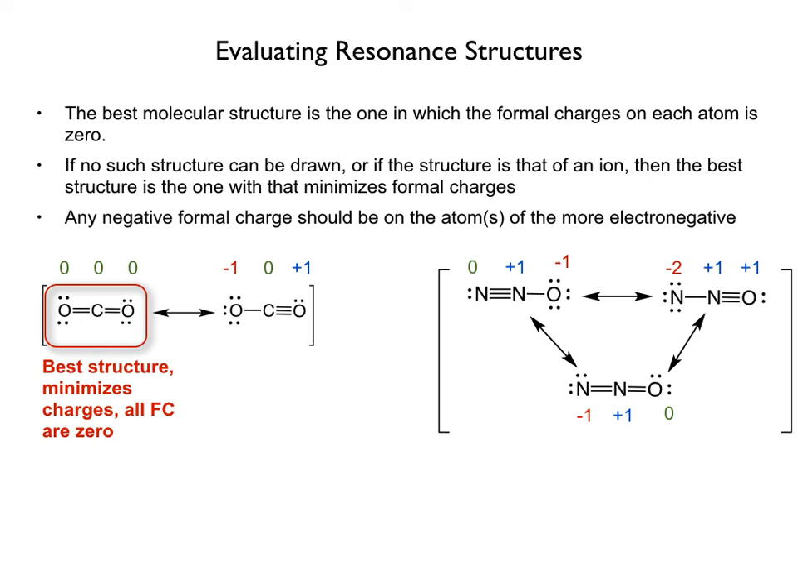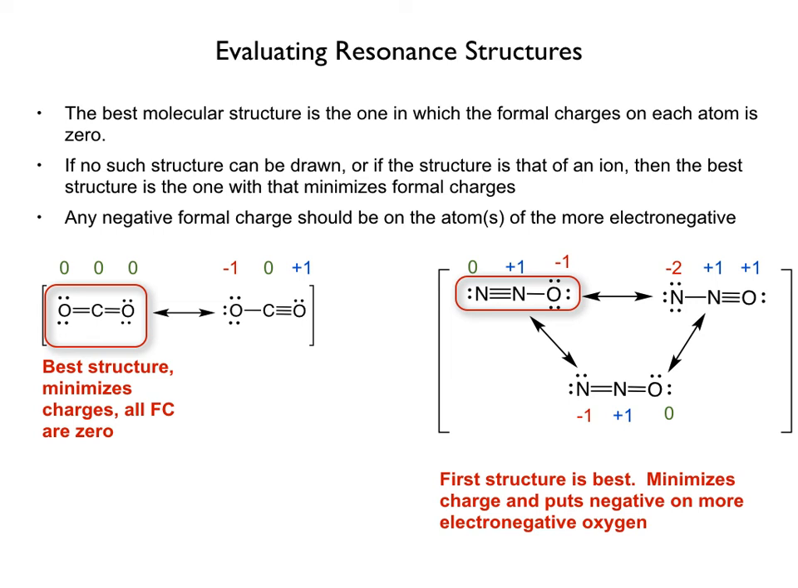And then within those two, we want to look and say, can we put the negative charge on the more electronegative element? The more electronegative element is oxygen. And so what we'd say is that first structure is our best resonance structure. It minimizes the amount of formal charge and puts the negative charge on the more electronegative atom.